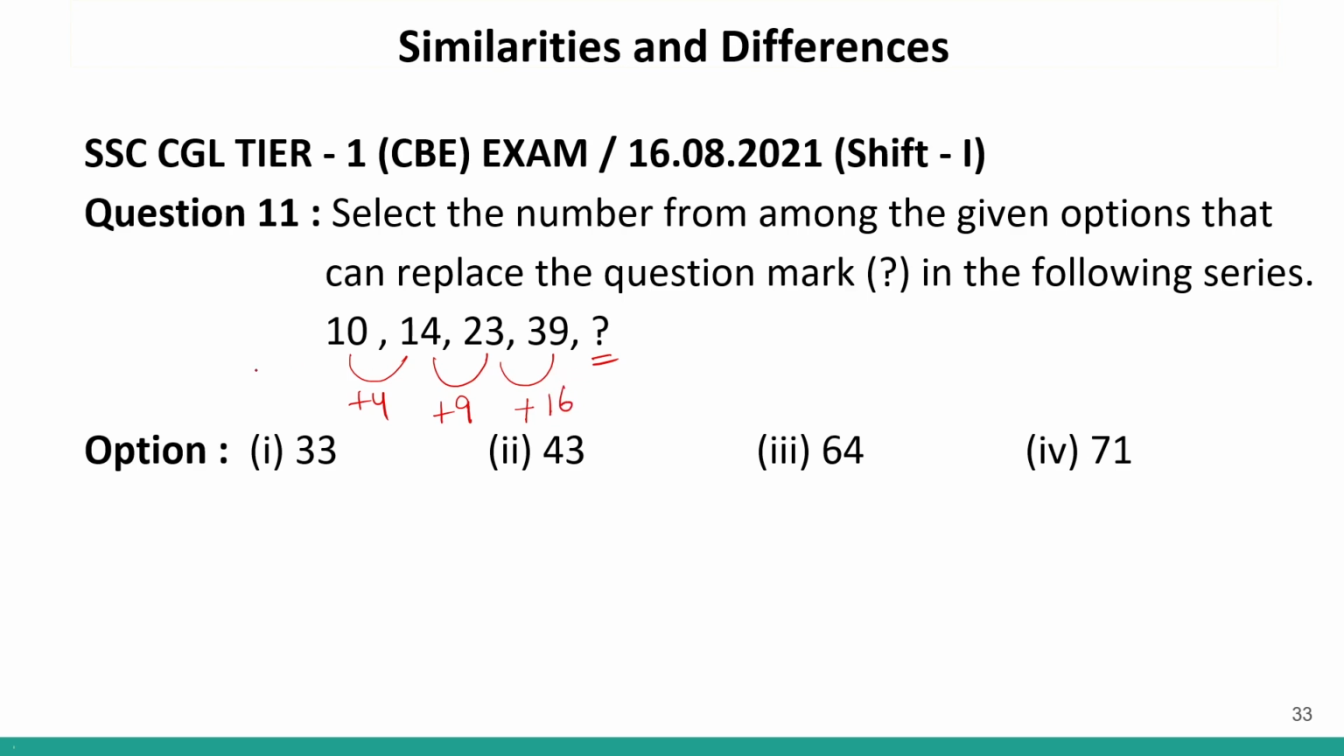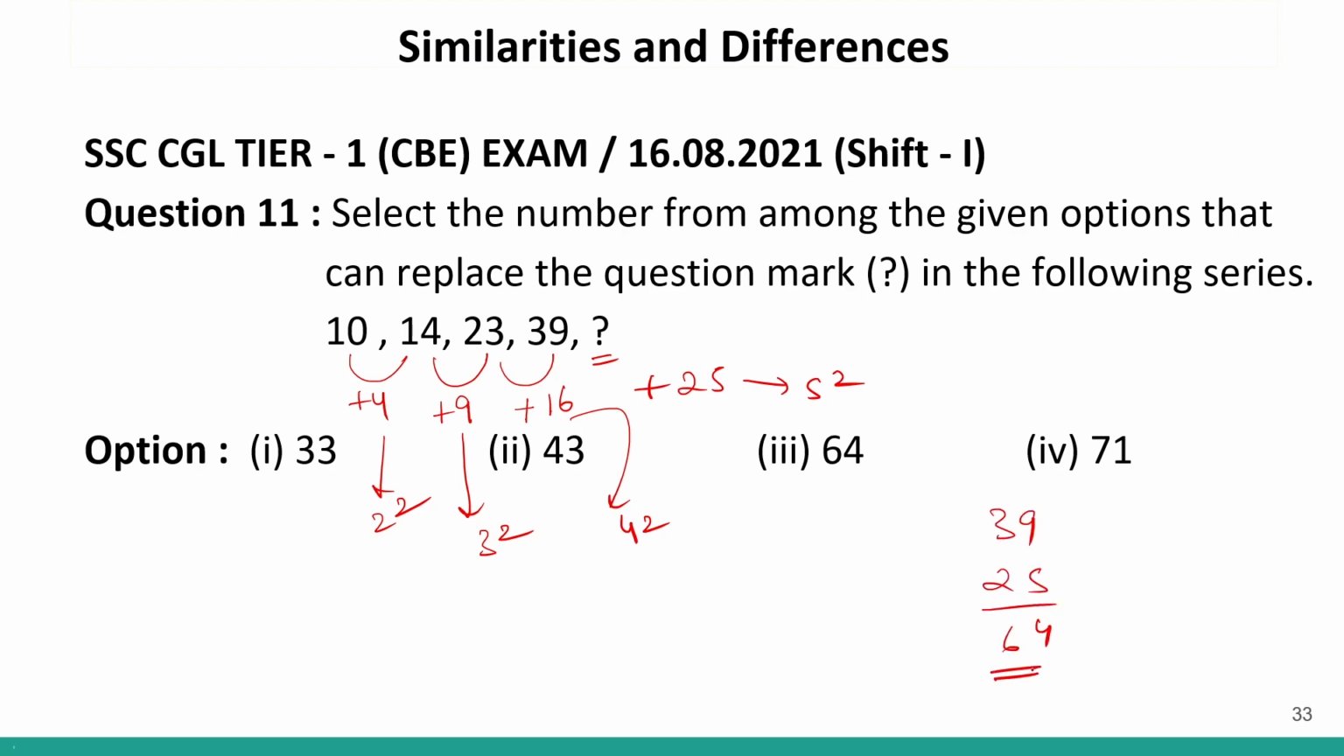Correct? So if I look at this, this is what? This is 2 square. This is 3 square. This is 4 square. So I'll simply add 25, which is 5 square. So adding 39 and 25 together will give me 64. So my answer will be option number 3, 64.